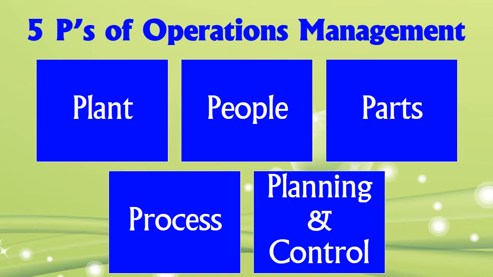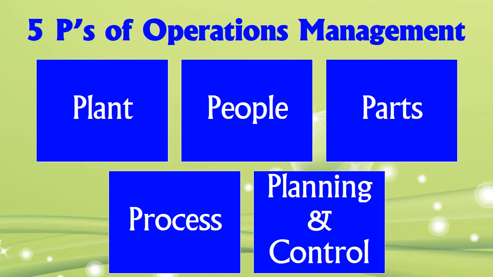These are the five P's of operations management, which are also known as the vital components or elements of the operations management system. Number one is plant. Plant is a location or a factory where all the activities related to the project take place, or we can say from where the project or the factory operates. Second is people, that is our workforce.